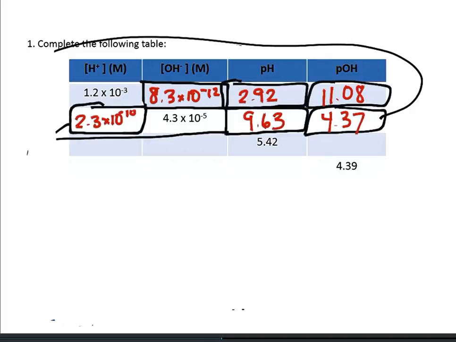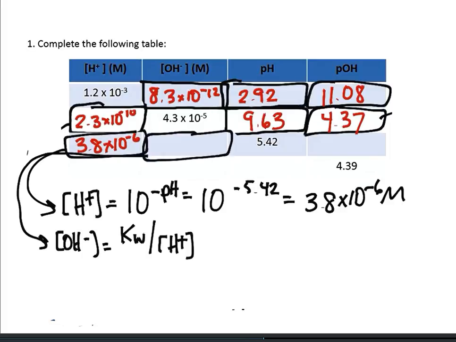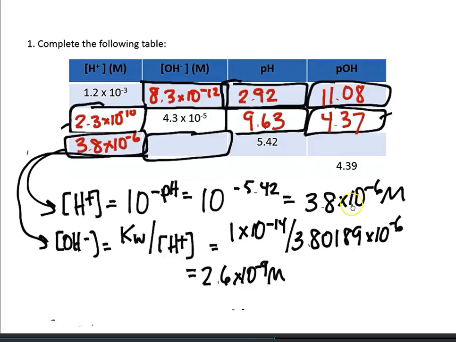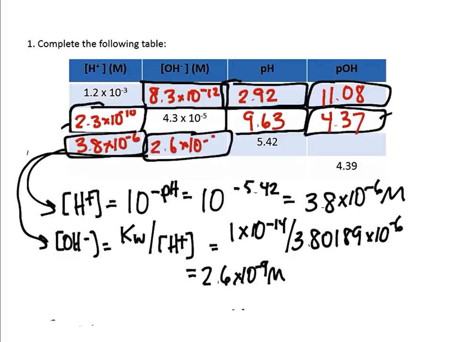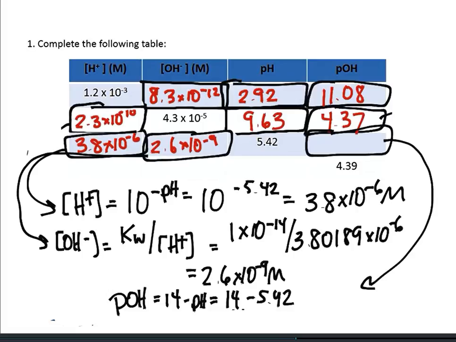We start with 5.42. We did this one in class, actually. We're going to start with the hydrogen ion concentration, which should be 10 to the negative 5.42, which is 3.8 times 10 to the minus 6. Then we can calculate the hydroxide ion concentration from that number, knowing that the product of those two numbers is Kw. Plug in the numbers. Use again the unrounded number here. I rounded it here, 3.8, but the actual number was 3.80189. And then you plug those in and you get that the hydroxide ion concentration is 2.6 times 10 to the minus 9. Again, I don't want to get rounding errors in my answer. That's why I use the unrounded number.